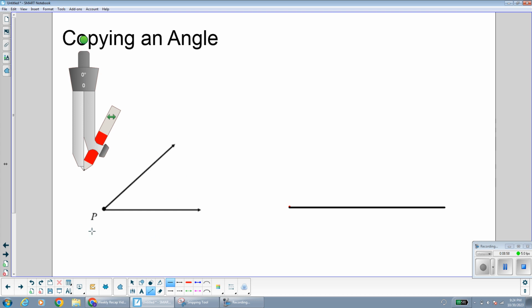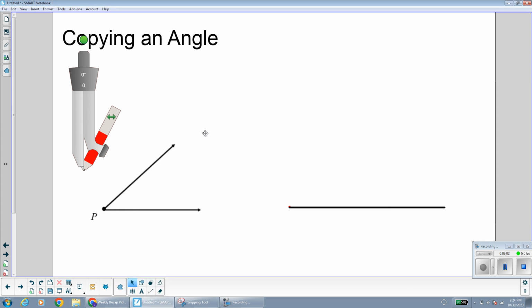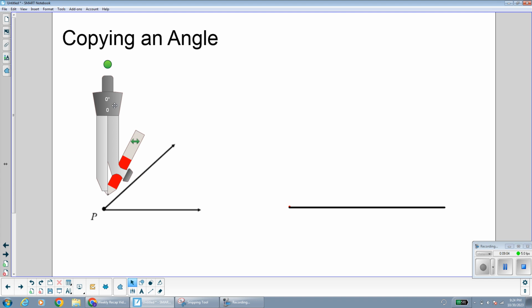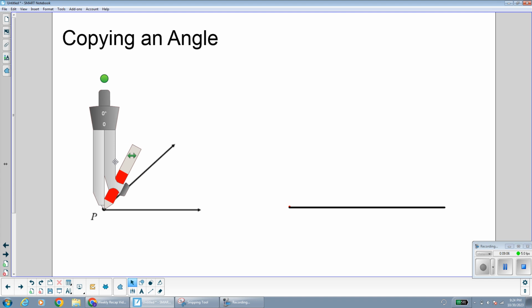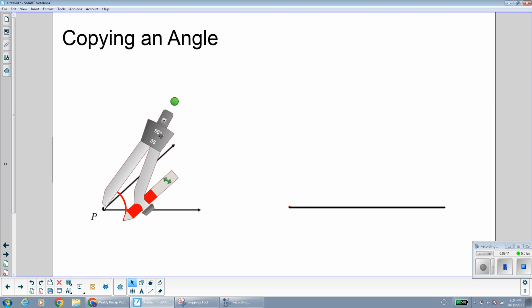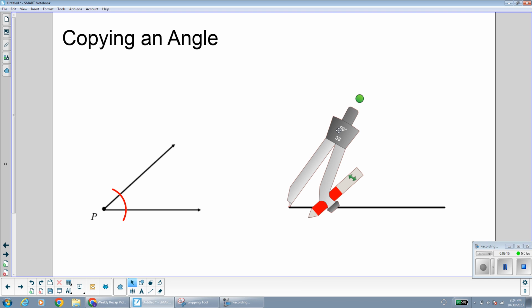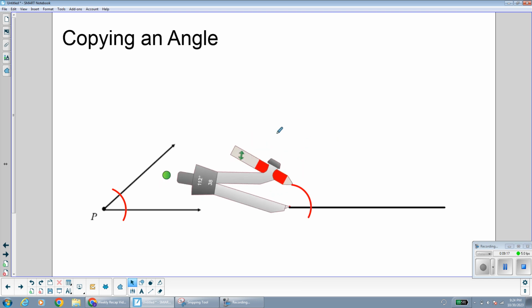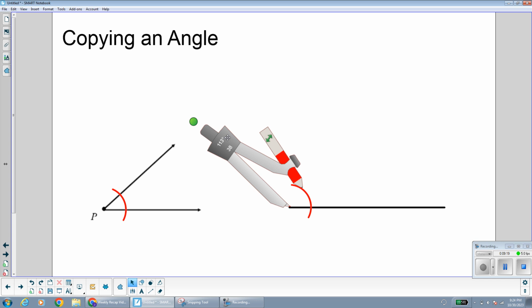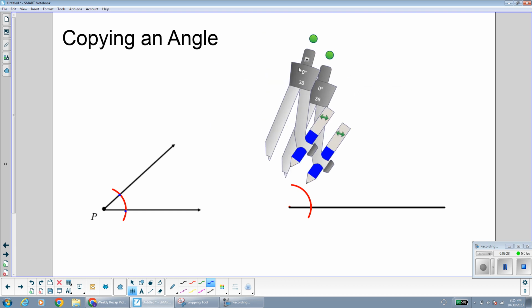And what I'm going to do is I'm going to put my compass on point P. I'm going to open up. The distance doesn't matter. And I'm going to swing an arc. And then I'm going to go over here to the point that we dotted, and I'm going to make the same arc. Now, I actually have to measure the angle to get the actual measurement.